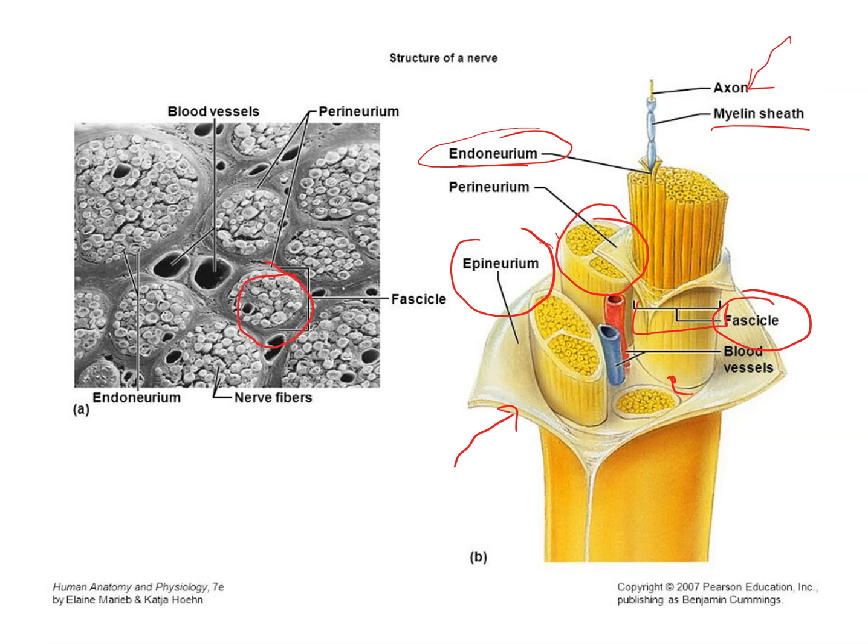So you can clearly see these fascicles here. There are some blood vessels that always run inside the epineurium. So the epineurium surrounds the fascicles and the blood vessels.